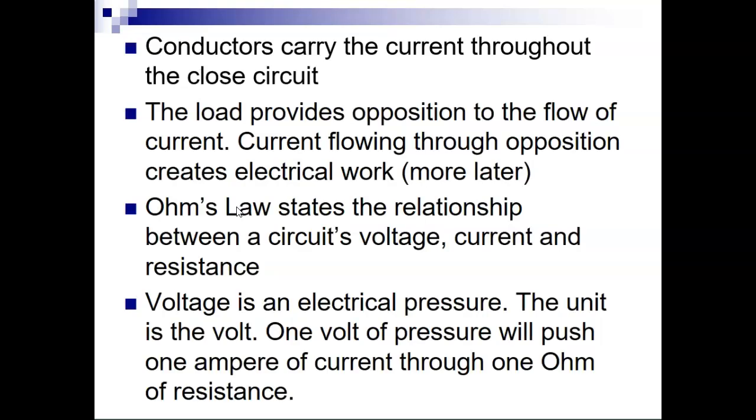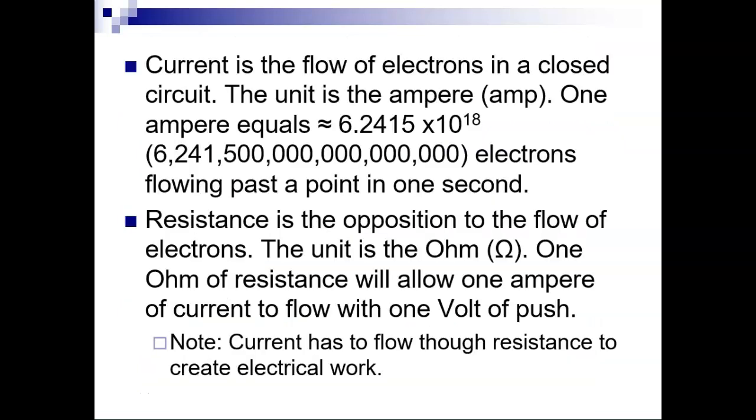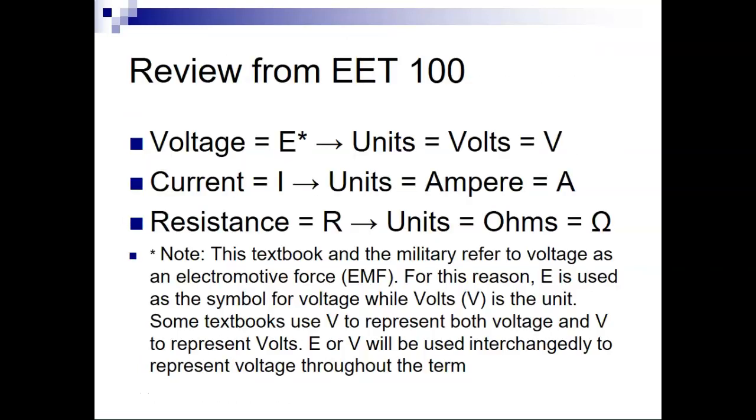Ohm's law is the relationship between the circuit's voltage, current, and resistance. So we have this set up again. This is again a review from intro just to make sure everybody's caught up to speed. Voltage is symbolized two ways. Most textbooks in military refer to it as E, which stands for electromotive force. A lot of people tend to put it as V because volts and volts.